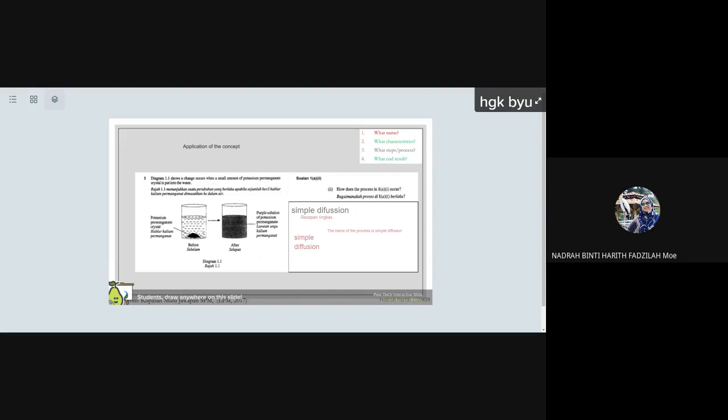Okay, so point 1 dah dapat. Proses yang ditunjukkan ialah resapan ringkas. Okay, ingat balik definition resapan ringkas, kita apply balik dalam konteks soalan. Tadi kan kita dah define, simple diffusion is a process where apa tadi? Molecules or ions move from where to where. Okay. So kita boleh gunakan apa yang kita define tadi untuk jawab soalan ni. Okay, good. It does not involve energy.